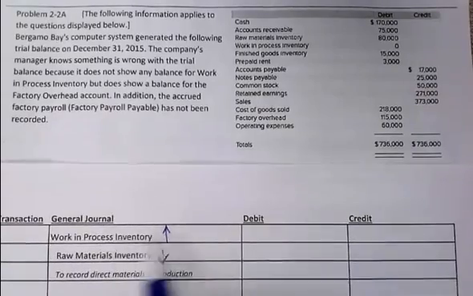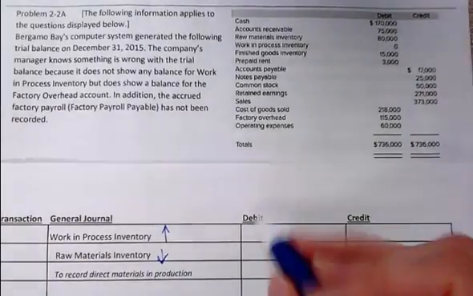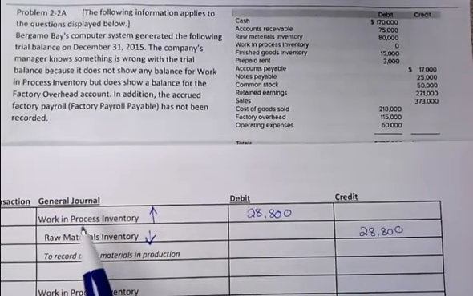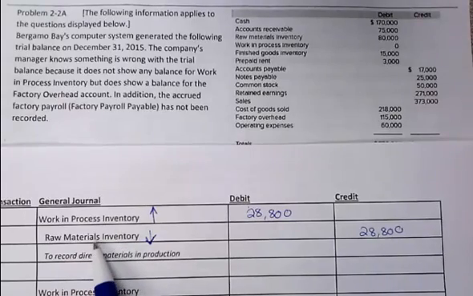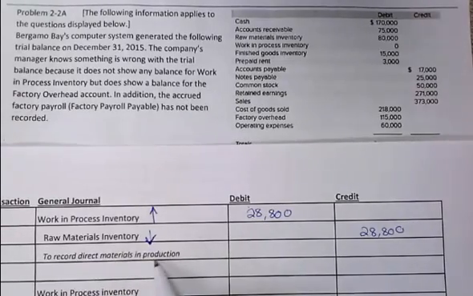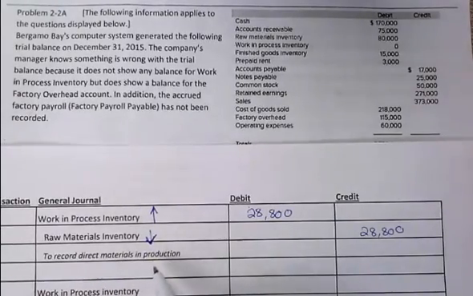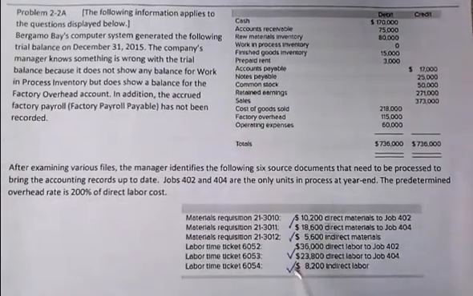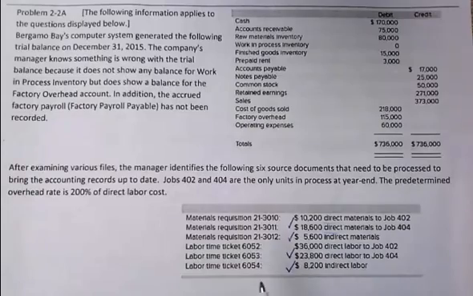So I will record the $28,800. Again, work in process means the materials are going into a job and the material is coming out of the raw material inventory. This is to record direct materials in production. I'm going to go to the next step in this problem, which asks me to record the direct labor.